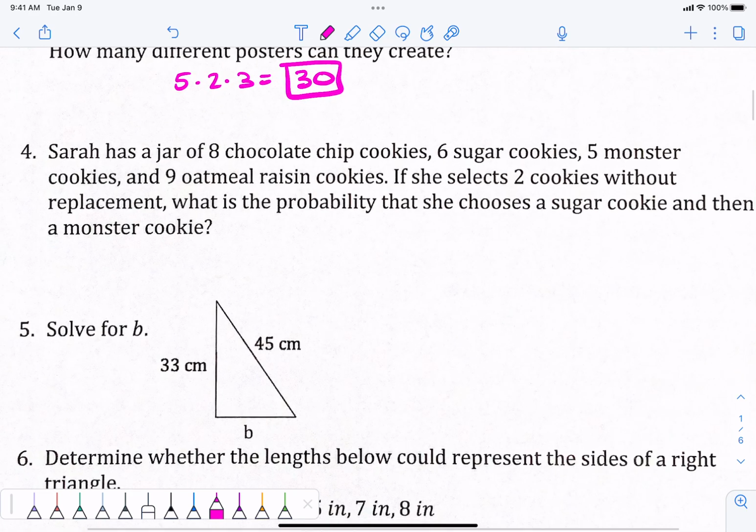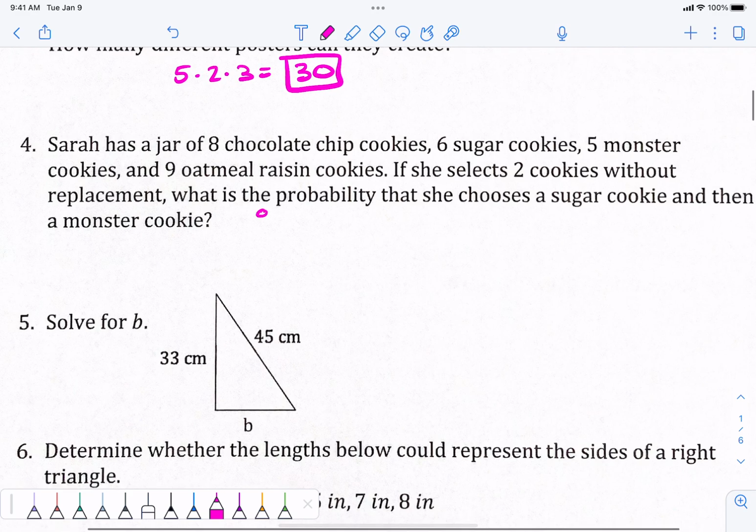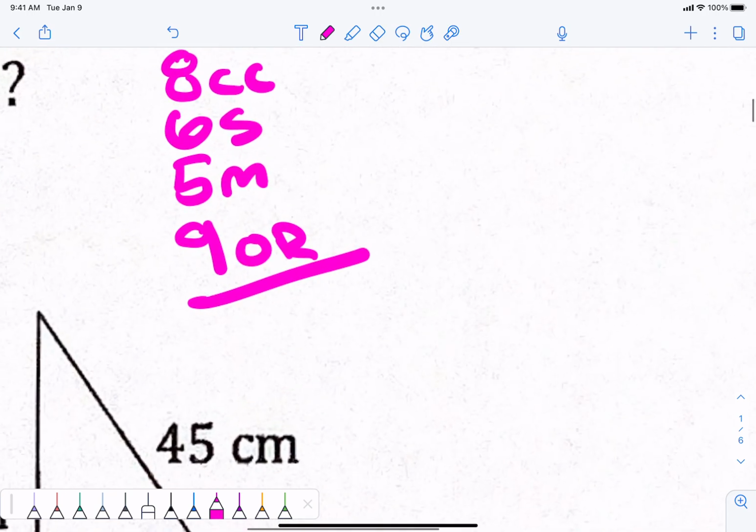Next, Sarah has a jar of 8 chocolate chip cookies. We're listing things out. Put 8 chocolate chip down, 6 sugar cookies, 5 monster cookies, and 9 oatmeal raisin cookies. And that is all. That's a total of how many cookies?